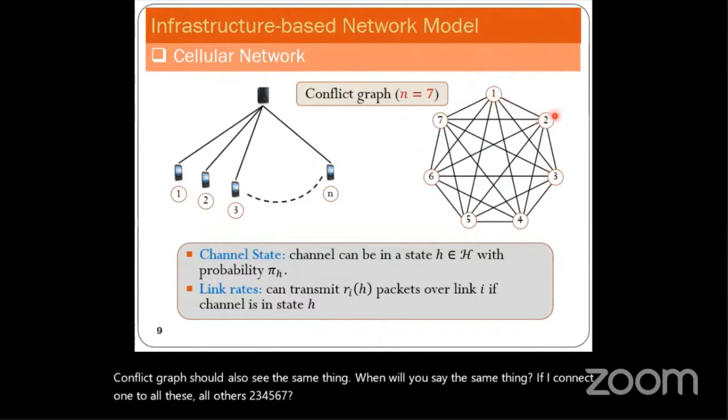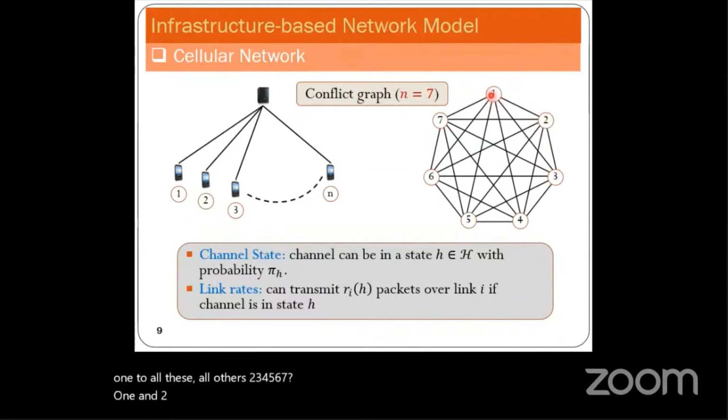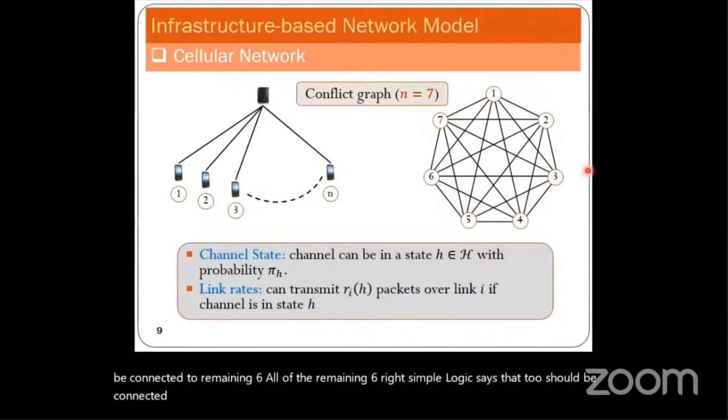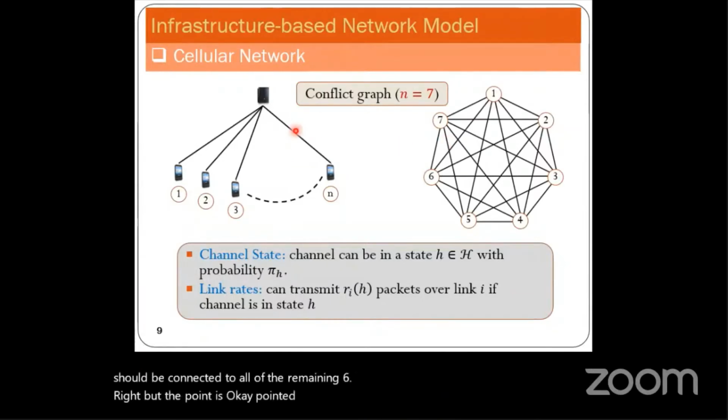1 and 2 are connected. That says that when 1 is active, 2 should not be active. Similarly, 1 and 5 are connected. That says that when 1 is active, 5 should not be active. So 1 should be connected to all of the remaining 6. Logic says that 2 should also be connected to all of the remaining 6. But the point is, in simple terms, only one link should be active at a time.